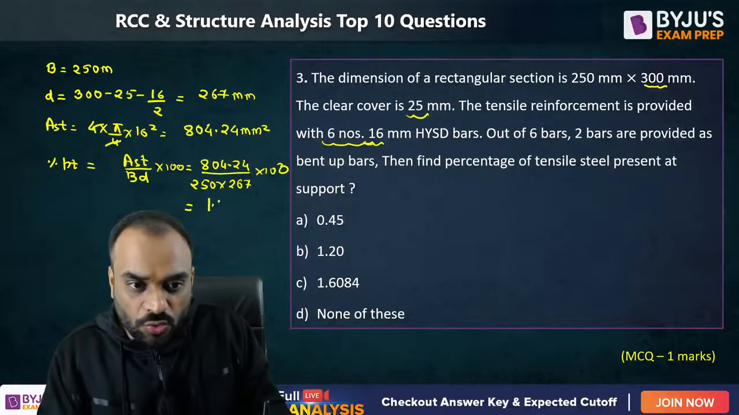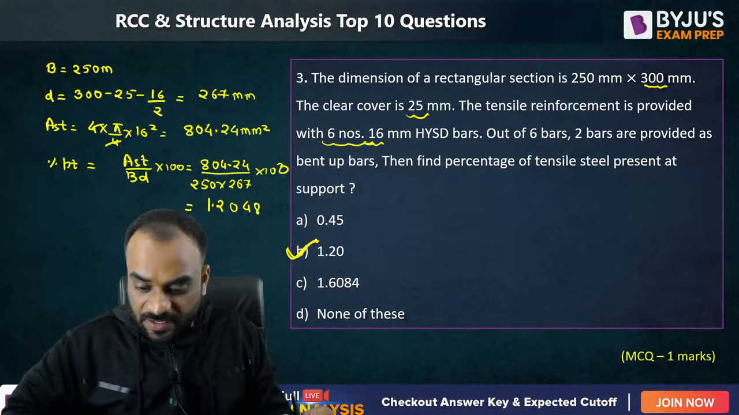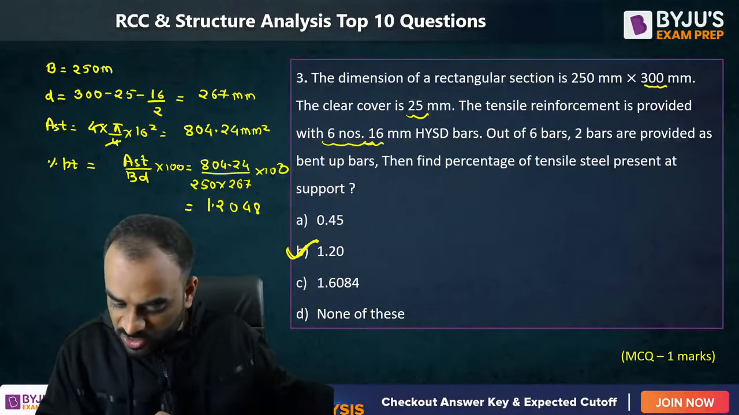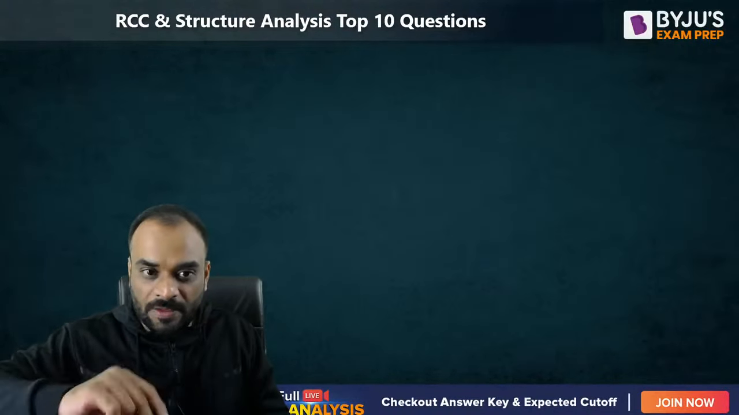1.2048, that is B. B is the correct answer. 1.20 we are getting, right? Saurabh, Grish, Swapnil, Devanshu. Very nice, guys. All of you are getting the correct answer. B is the correct answer.